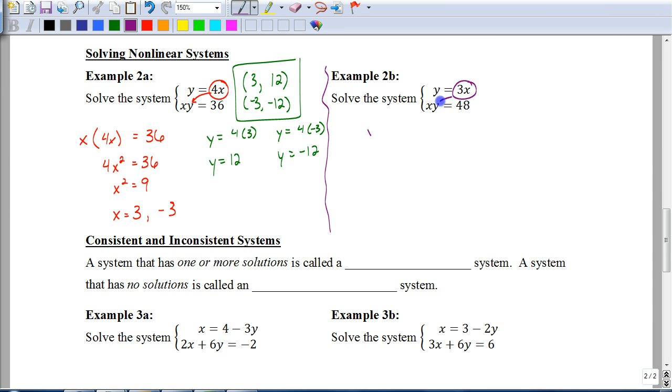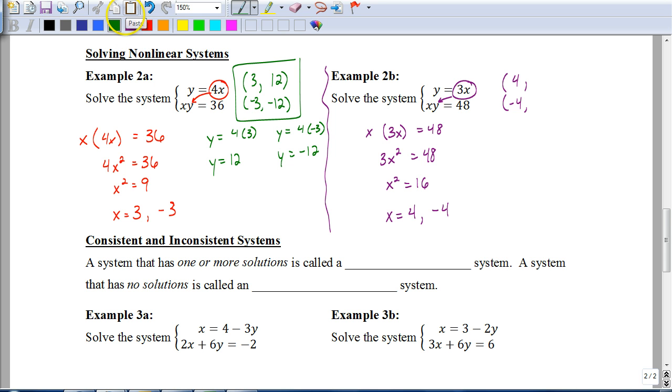Okay, so you should have substituted 3x in here for y. So it's going to be x times 3x equals 48. Well, x times 3x would be 3x squared equals 48. Now if I divide both sides by 3, I get x squared equals 16. Now that doesn't mean that 4 is my only solution. It means I have 4 and negative 4. So don't forget, all we found is the x values. I need to figure out what y is for each of these.